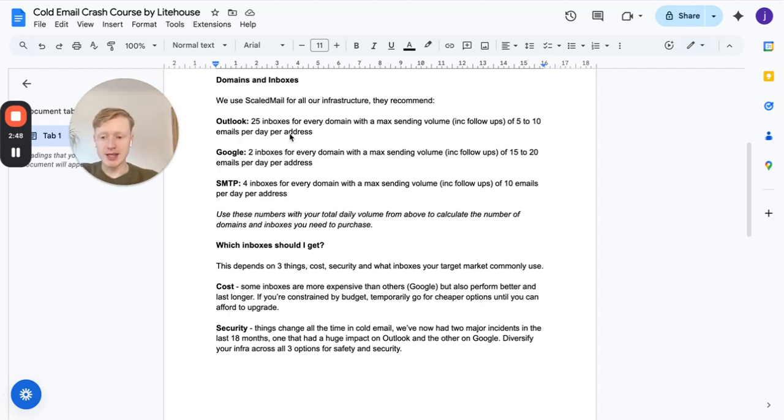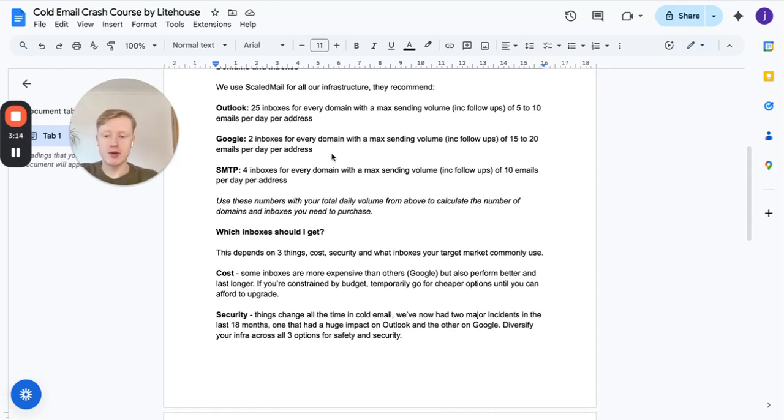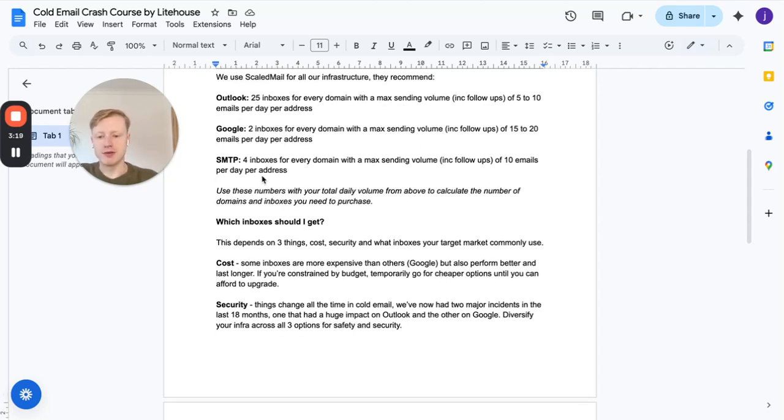These are the recommended volumes, the number of inboxes to a domain that they recommend. Outlook is 25 inboxes for every domain, which is definitely quite out of the ordinary, but this is the way they set it up, and it's a low volume per inbox. So 25 inboxes for every domain, with a max sending volume, including follow-ups, of 5 to 10 emails per day per address. Google is 2 inboxes for every domain, with a max sending volume of 15 to 20. SMTP is 4, with a max sending volume of 10.